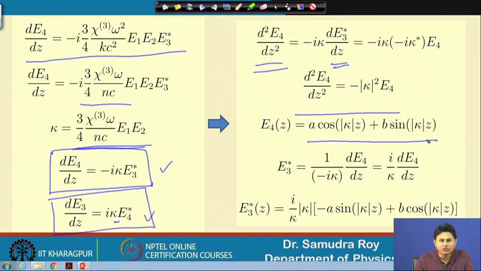So, the solution of E4 is in our hand. Once we have the solution of E4, then we can readily find the solution of E3, because E4 and E3 are related to this differential equation. So, this differential equation suggests that E3 will have this particular form.